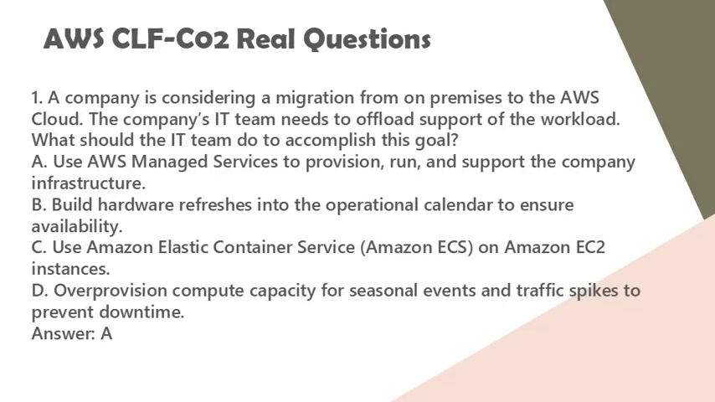1. A company is considering a migration from on-premises to the AWS cloud. The company's IT team needs to offload support of the workload. What should the IT team do to accomplish this goal? A. Use AWS managed services to provision, run, and support the company infrastructure. B. Build hardware refreshes into the operational calendar to ensure availability. C. Use Amazon Elastic Container Service (Amazon ECS) on Amazon EC2 instances. D. Over-provision compute capacity for seasonal events and traffic spikes to prevent downtime. Answer: A.